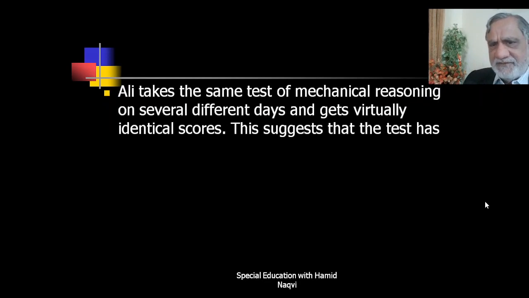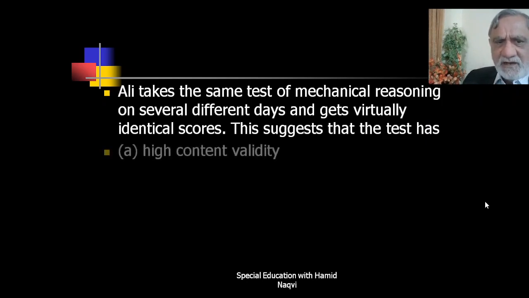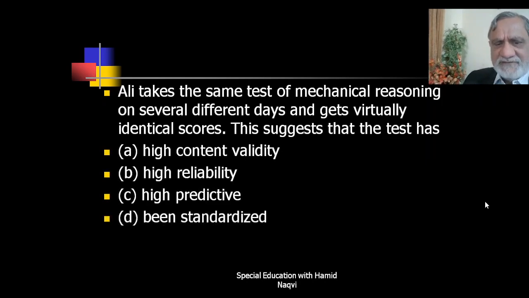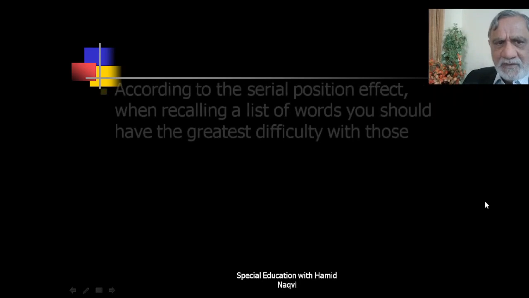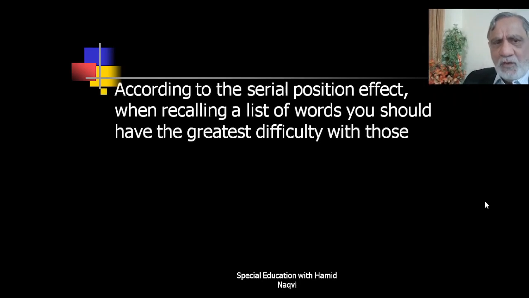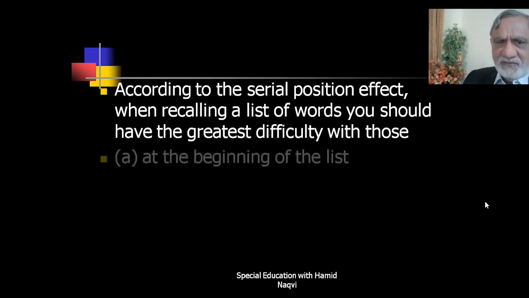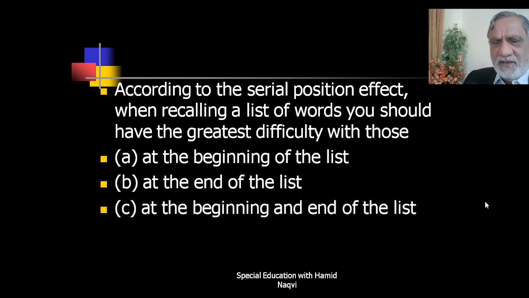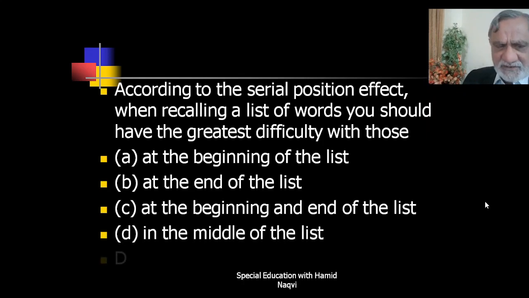Ali takes the same test of mechanical reasoning on several different days and gets virtually identical scores. This suggests that the test has high content validity, high reliability, high predictive validity, or been standardized? The correct one is high reliability. According to the serial position effect, when recalling a list of words, you should have the greatest difficulty with those at the beginning of the list, at the end of the list, at the beginning and end of the list, or in the middle of the list? Correct one is the last one, that is in the middle of the list.